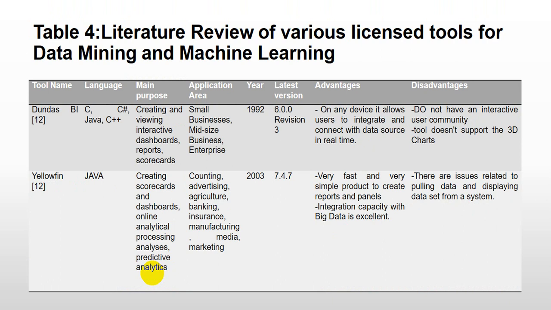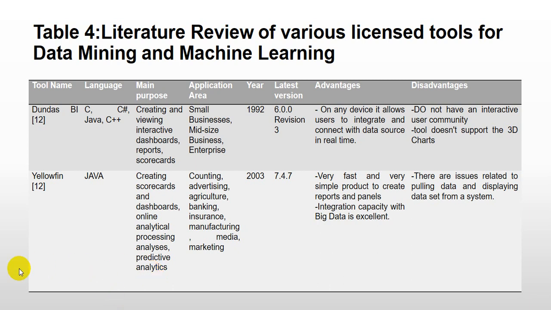Next tool is Dundas BI. This tool uses C, C#, Java, C++ language. Its purpose is creating and viewing interactive dashboards, reports, and scorecards. Small businesses, mid-sized business enterprises, the area where this tool is mostly used. It came in the year 1992. Its latest version is 6.0.0 with revision 3. Any device. It allows users to integrate and connect with data sources in real time. Disadvantage is that it does not have any interactive user community. Tool doesn't support the 3D charts.